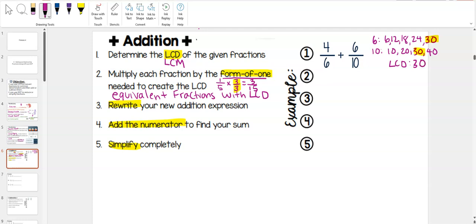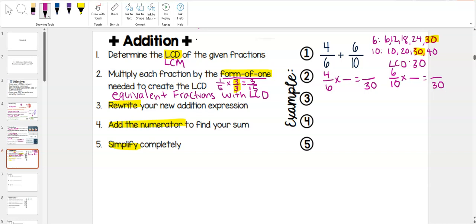So I'm going to turn both these fractions into fractions with denominators of 30. Okay, step 2 is now to make those equivalent fractions. So I'm going to take 4/6 and times it by my form of 1 to make something over 30. I'm going to take my 6/10 and times it by something to make 30s. I'm trying to make that common denominator.